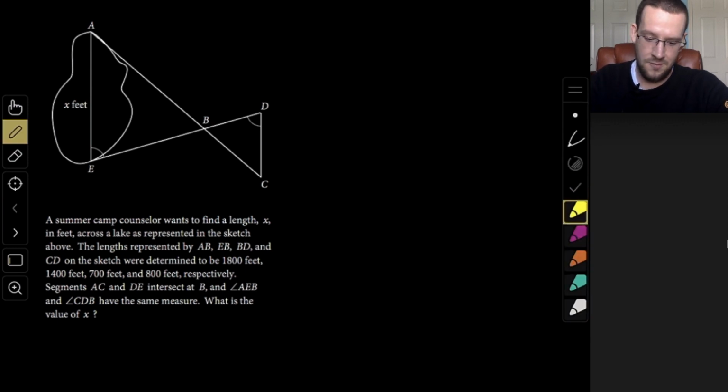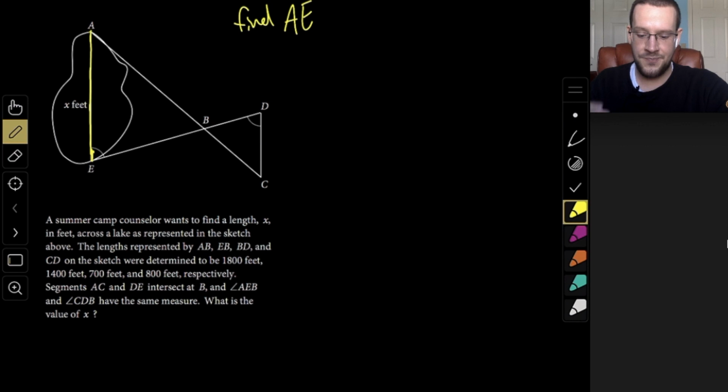Notice, I'm just going to look and highlight in yellow. This is the value of x, right? It's this measurement. What do we want to find here? We want to find AE. I know that just from looking at this figure. But I'll entertain the test takers, just because that's what we do.